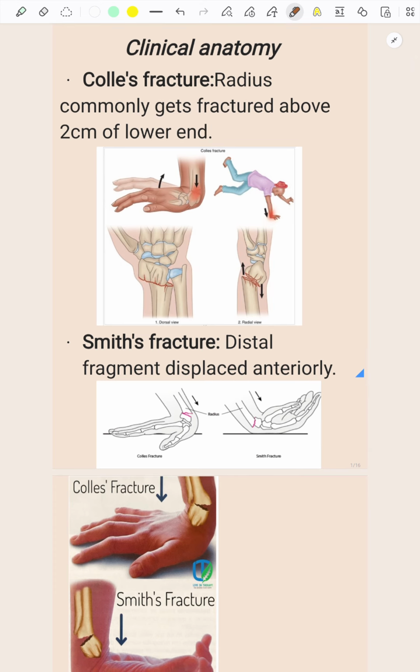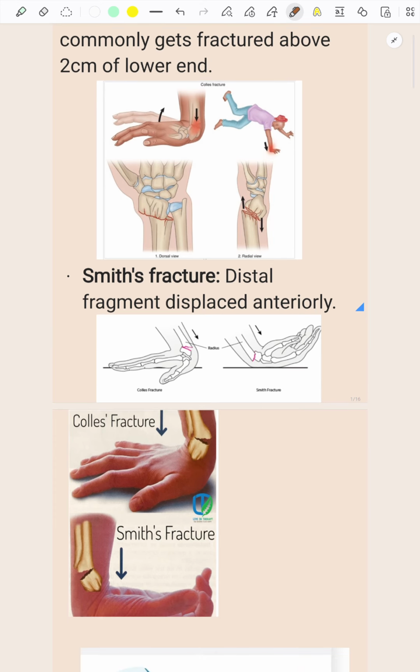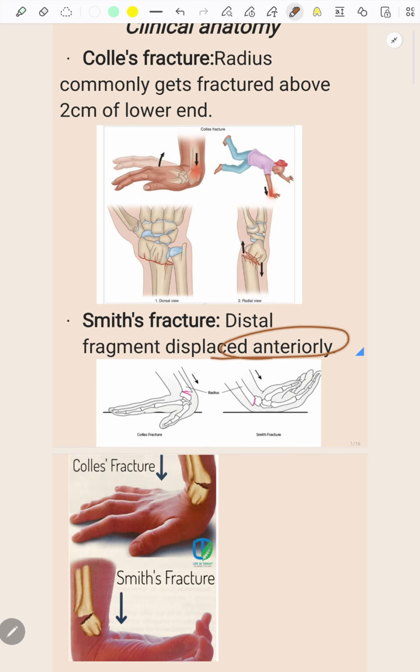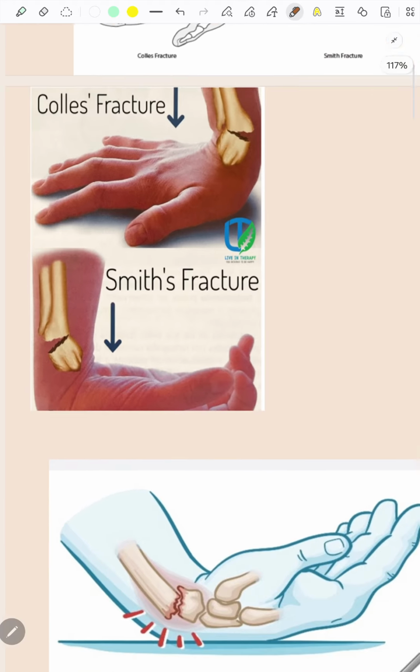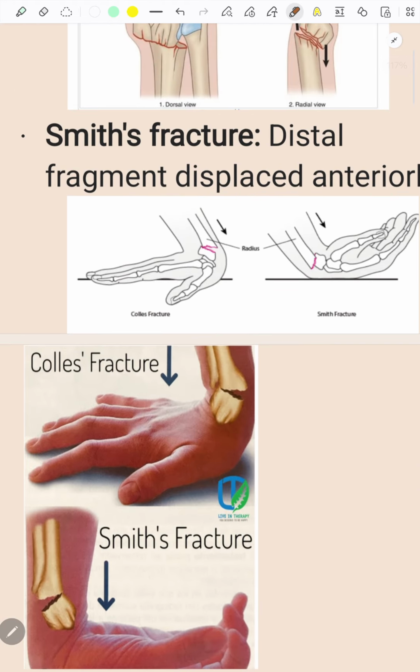Second one is a Smith fracture. In this, distal end of radius is displaced anteriorly, that is, it is the reverse of Colles fracture. So here we can see in these both images, this is Colles fracture and this is Smith's fracture. This is the distal end which is displaced anteriorly.